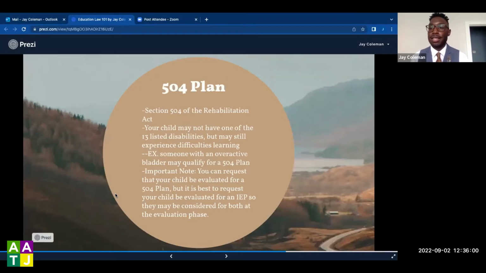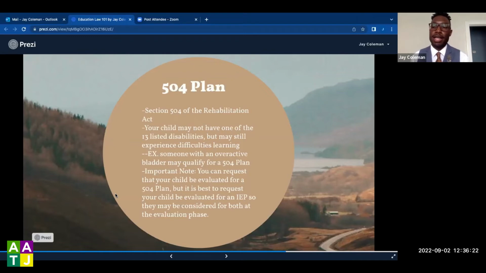And once his test is completed, he's given a note to go to the next class and he's not marked late. That'll be an example of something that you'll need a 504 plan for. And like I said, your child may not have one of the 13 listed disabilities, but they may still experience difficulties learning. An example would be someone with an overactive bladder.